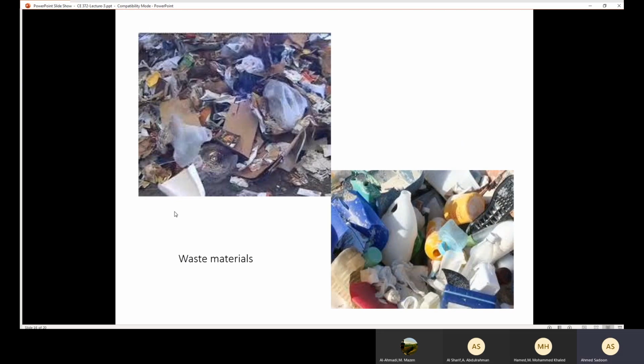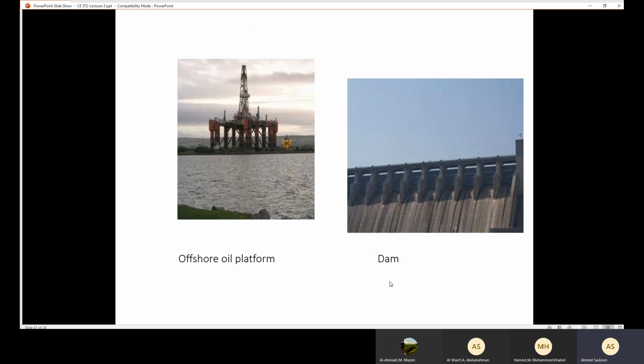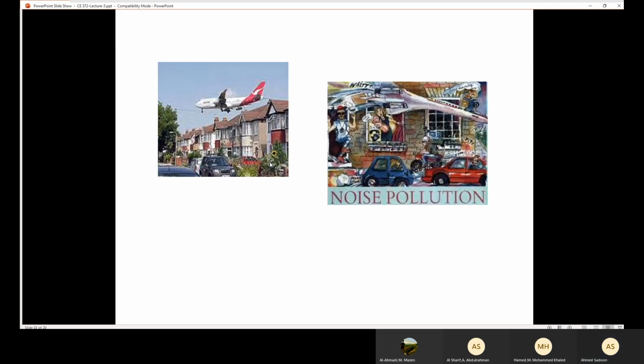Here we have products in terms of waste materials. Also, they are going to hurt the environment. Here we have a dam. We say that it could cause ecological problems. And here we have an offshore oil platform. Maybe a leak of oil is going to contaminate the river or the sea. Here we have cars and airplanes that are going to produce noise, which is not good for us.